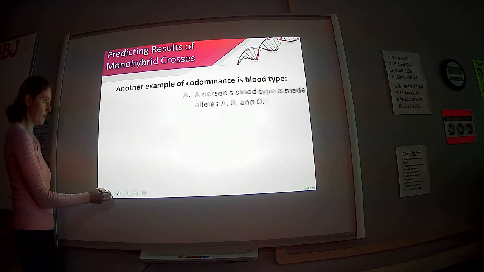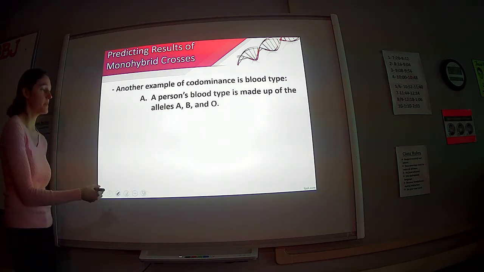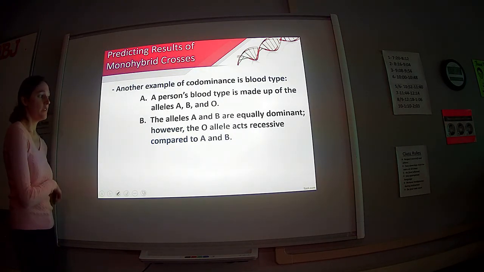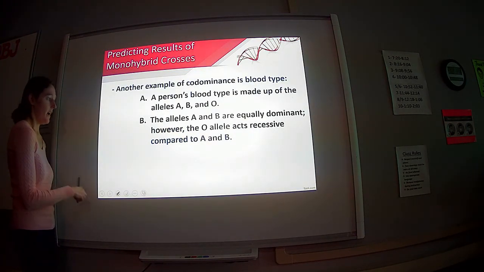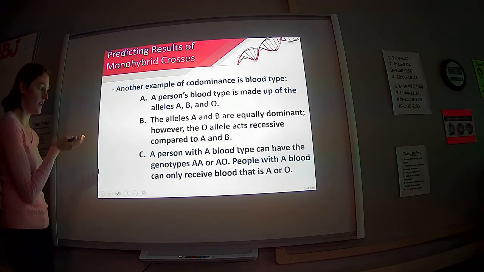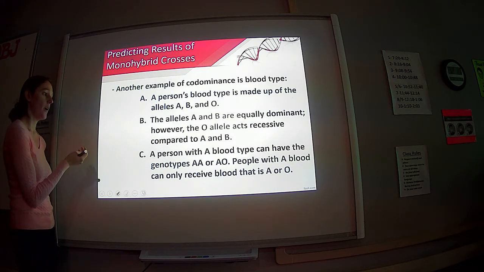Another example of codominance is blood type. So a person's blood type is made up of the alleles A, B, and O. The alleles A and B are equally dominant, however, O acts as a recessive when you compare it to A and B. So a person with A blood type could either have the genotype AA or AO.